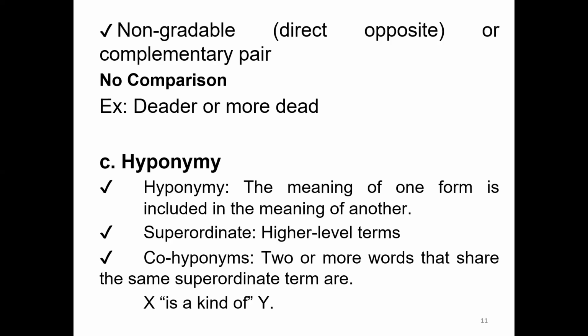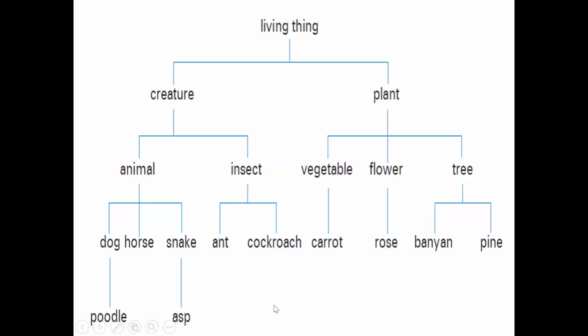So hyponymy is discussed in terms of two here. You may have superordinate, which refers to high level terms. And the second one is co-hyponyms. Co-hyponyms are those words that share the same superordinate term. Okay, so like here, you can just have a look at the example. X is a kind of Y.